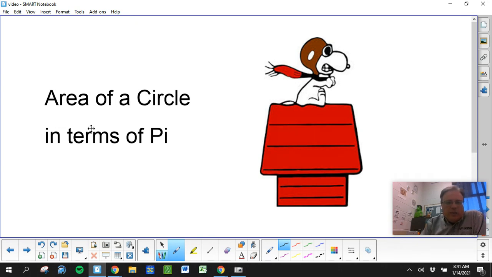Today we've got area of a circle in terms of pi. So, area of a circle.